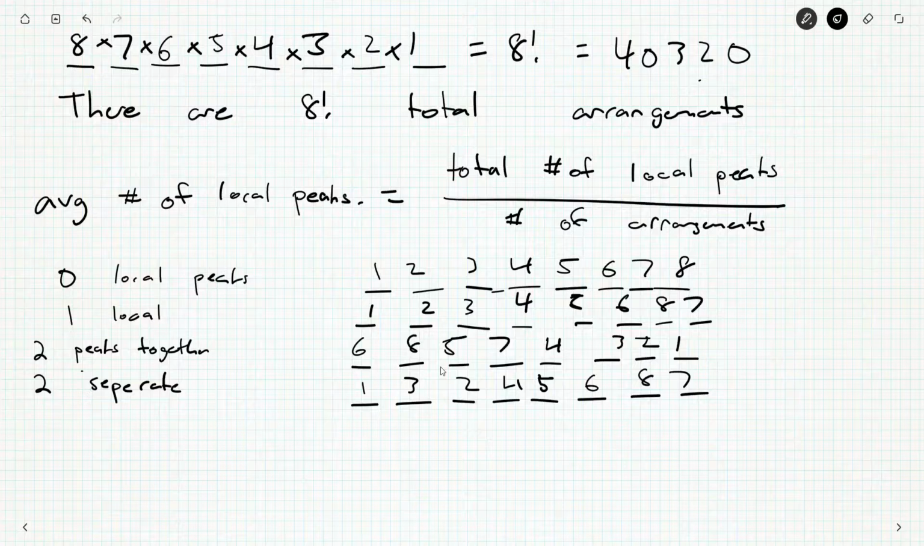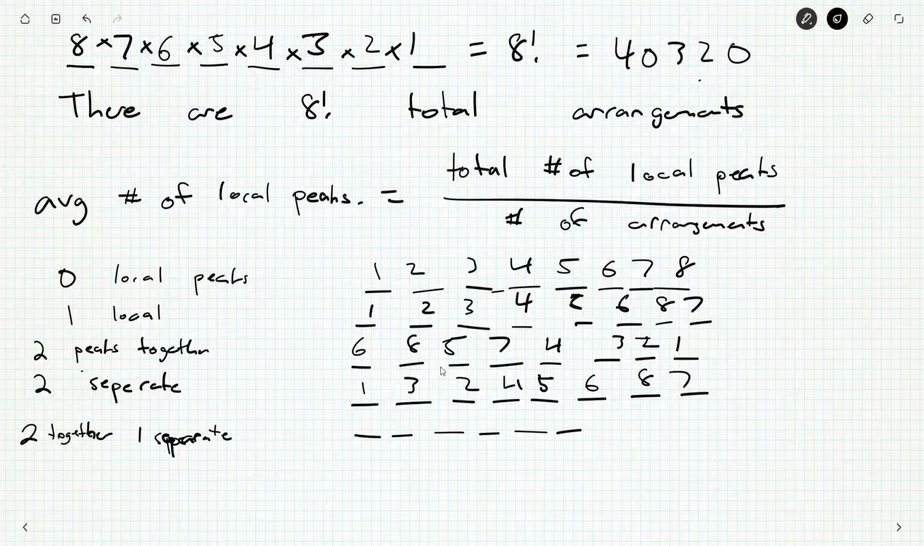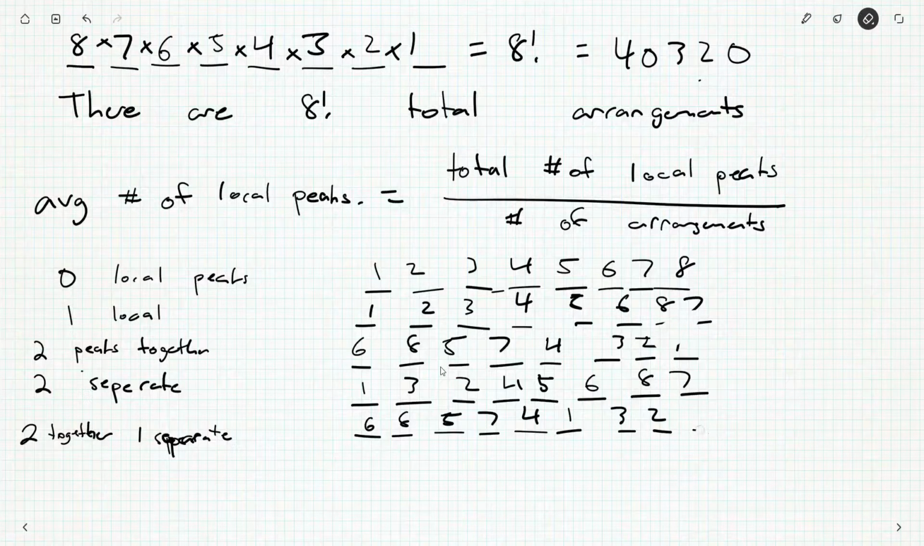You can't have 3 of them all separate because that would require 9 numbers. But you could have 2 together and 1 separate. And so that would be something like 2 peaks together, which would be 6, 8, 5, 7, 4. But the last 3 here get arranged into a peak. So 1, 3, 2. Or you could have all 3 peaks together.